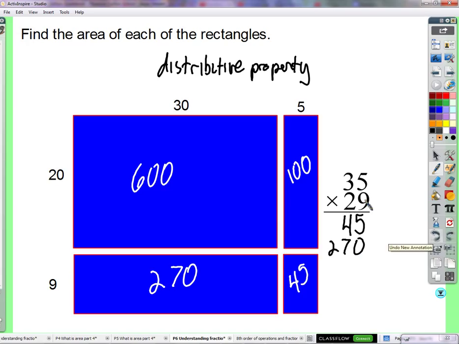The thing is, 9 times 30, I'm not going to wind up with any ones, right? Because it's all in groups of 10. Tens, tens, tens, tens, tens. I don't wind up with any straggler ones. See what I'm saying? So we know there's going to be nothing in the ones place.